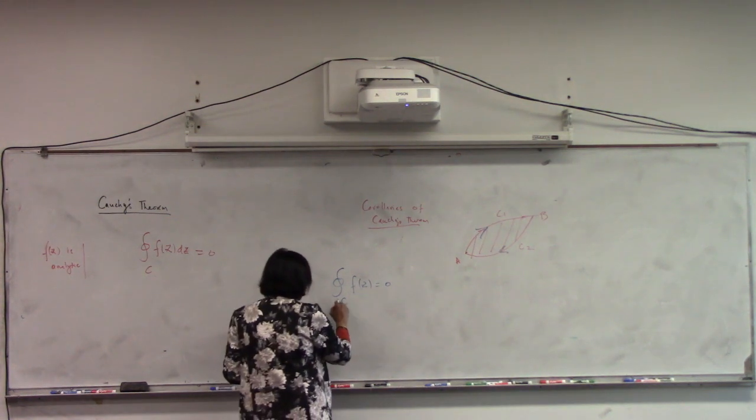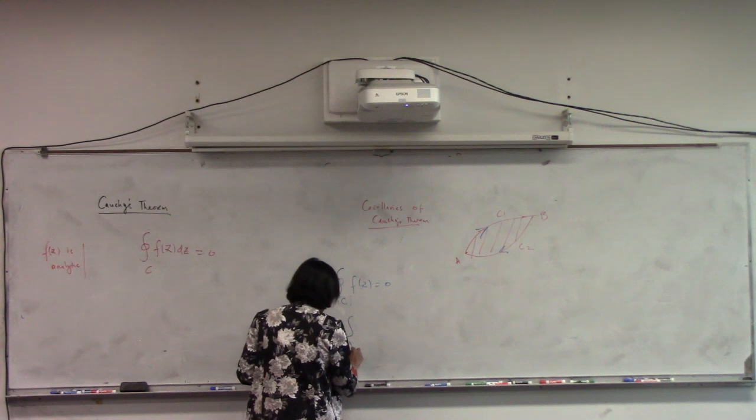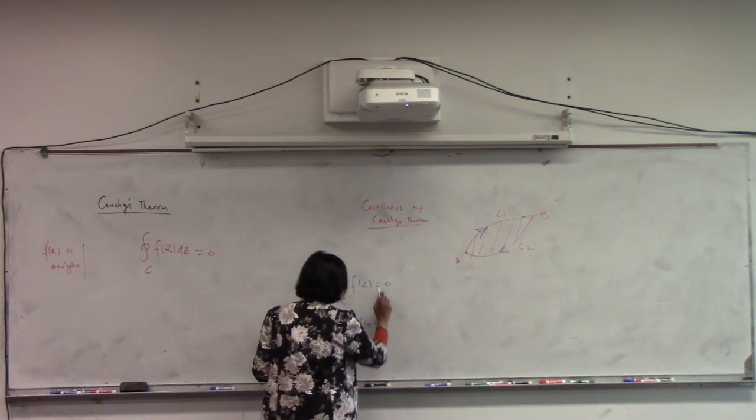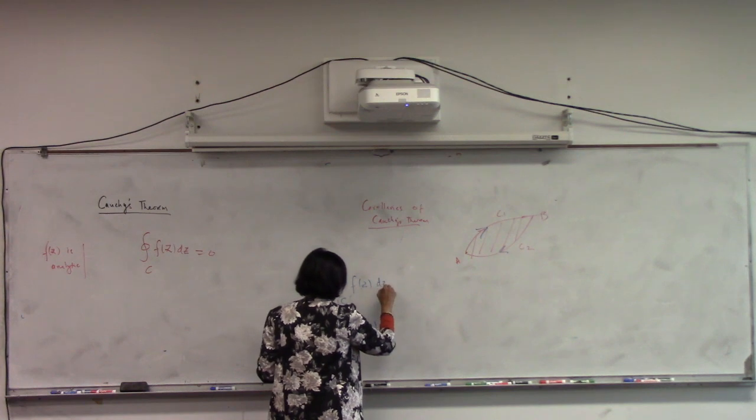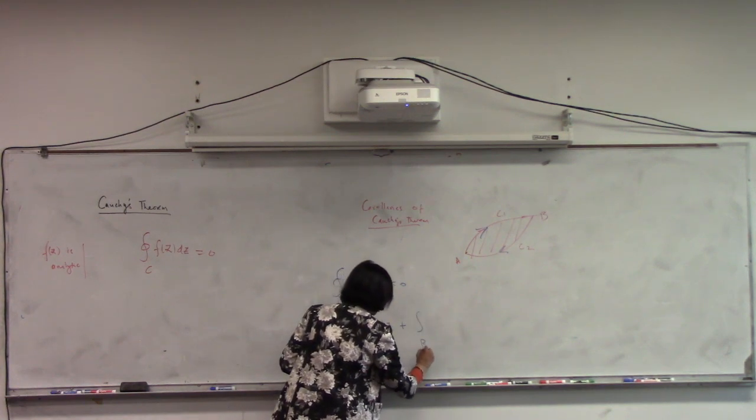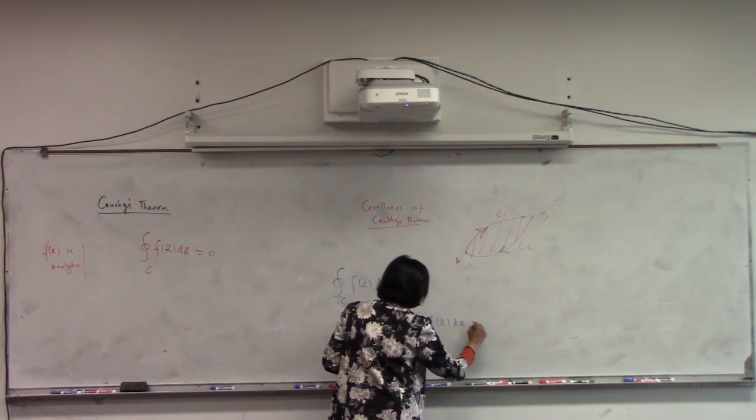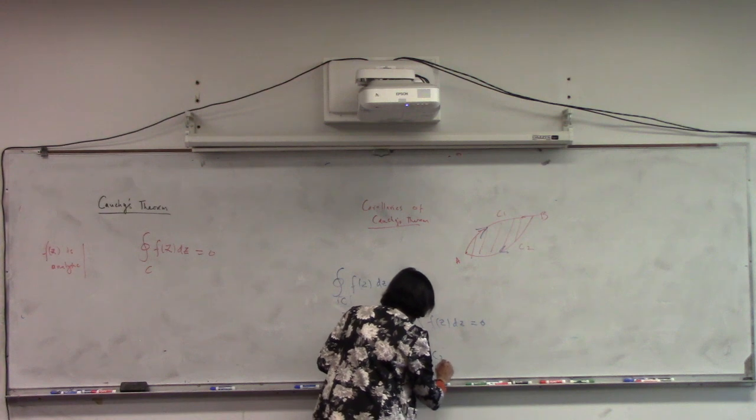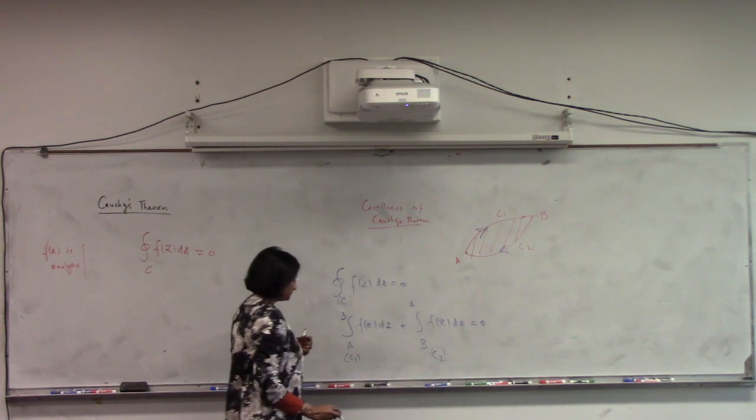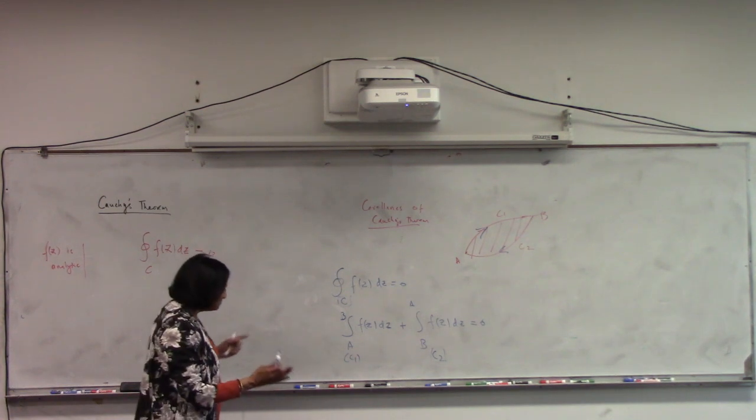So this C I have broken down into two parts, right? I have a path A to B, f of z dz, plus B to A, f of z dz, equal to 0. This is along C2, this is along C1, right? So according to that, okay, fine.